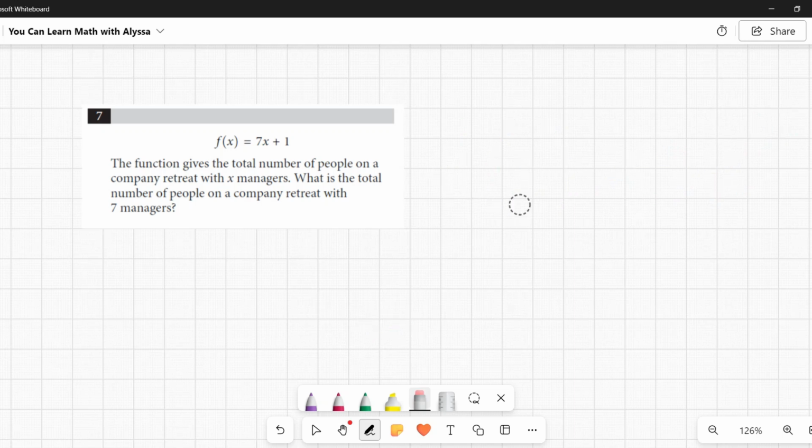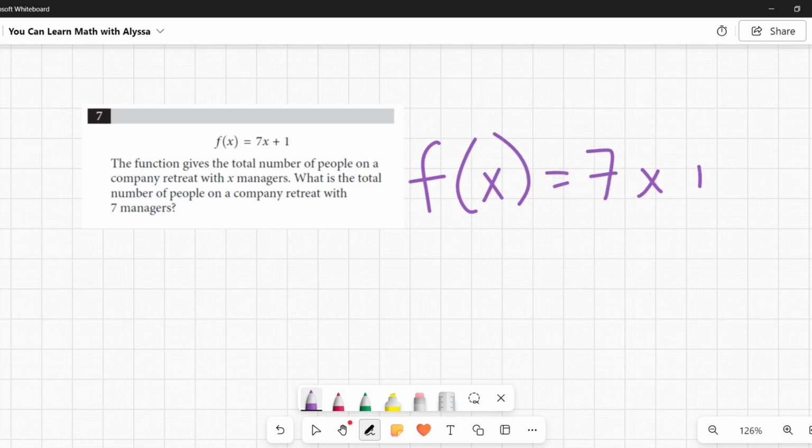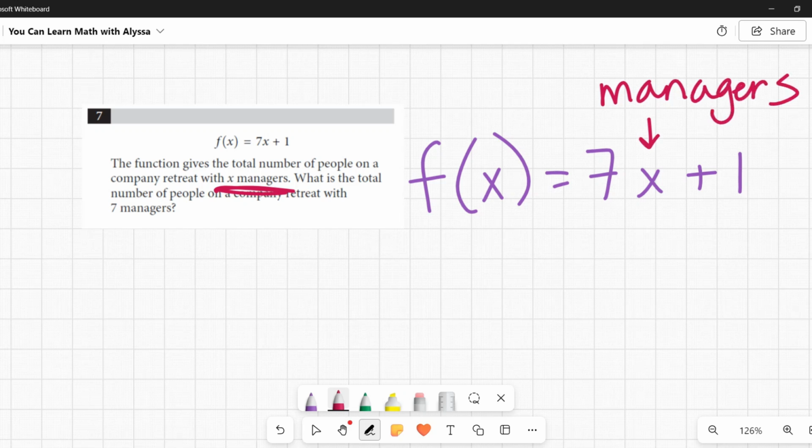So in this case, we have that f of x equals 7x plus 1, and we're told that x is the number of managers. So if I plug in the number of managers and do the math, I will get the function. The function gives the total number of people. So I will get the total number of people.